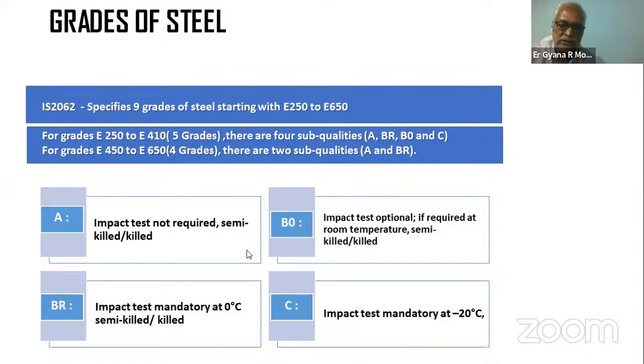For every grade of steel there are 4 other classifications, 4 types of the steel that are available. One grade is where impact test is not required. There is no Charpy impact test in grade A. This is semi-killed steel. Then BR is impact. No, this is wrong. BR is impact test optional, if required at room temperature. BO is impact test mandatory at 0 degrees centigrade, and C impact test is mandatory at minus 20 degrees centigrade. This is the requirement as per the IS 2062 grade B.